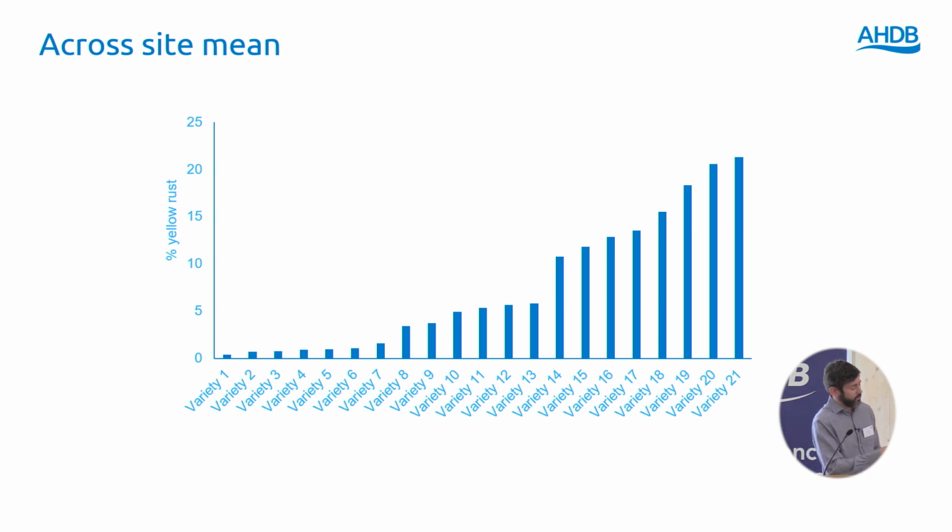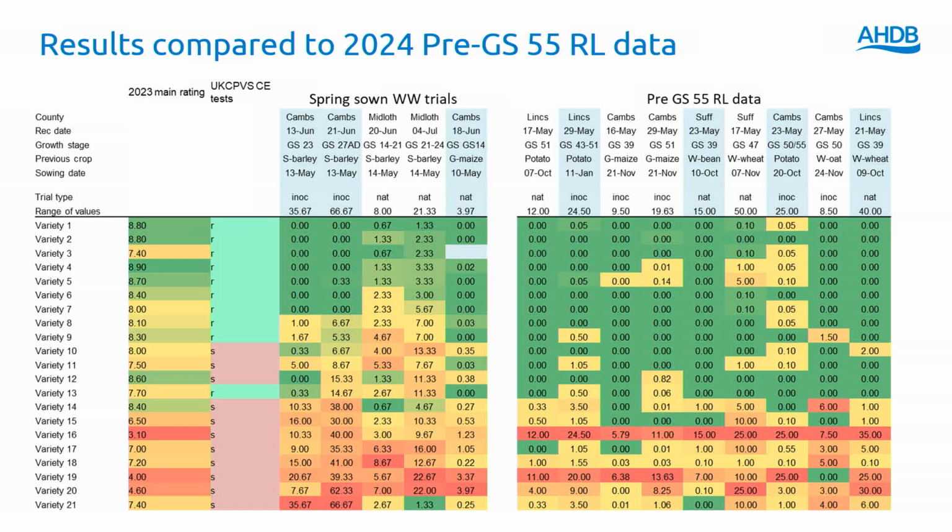So we've got the resistant varieties over on the left and the much more susceptible varieties over on the right. We can use this data then to validate what we were seeing in the UKCPVS experiments. And this is where we can do that. It's quite a busy slide, so I'll just take you through it. So we've got the varieties anonymised.